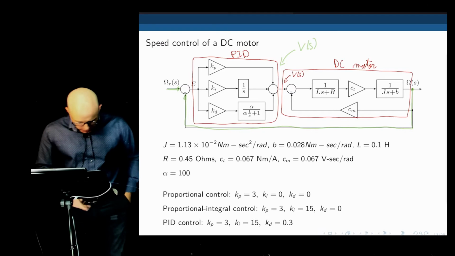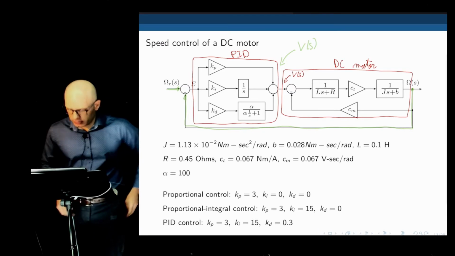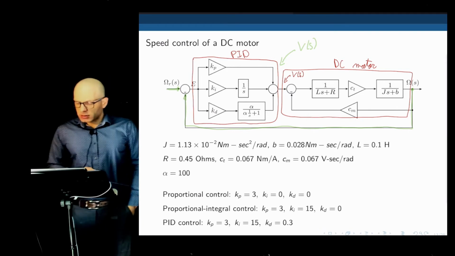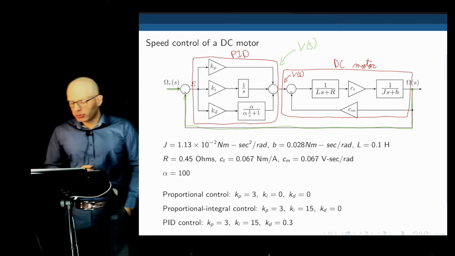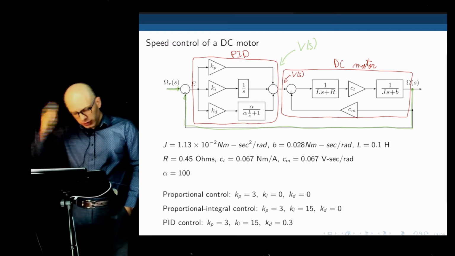So let's simulate the system in Simulink. I'm simulating this in Simulink using these parameters for the DC motor. These are parameters of a commercially available motor.